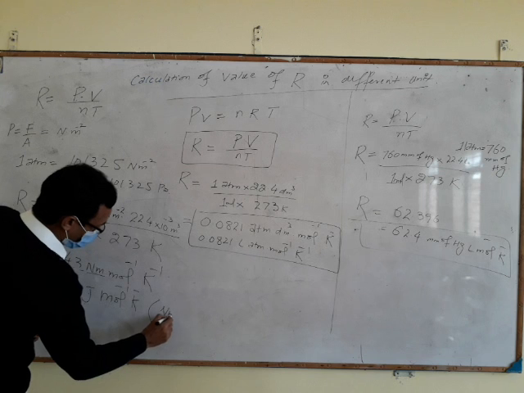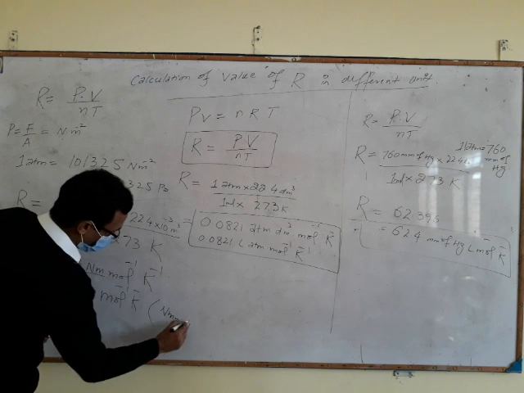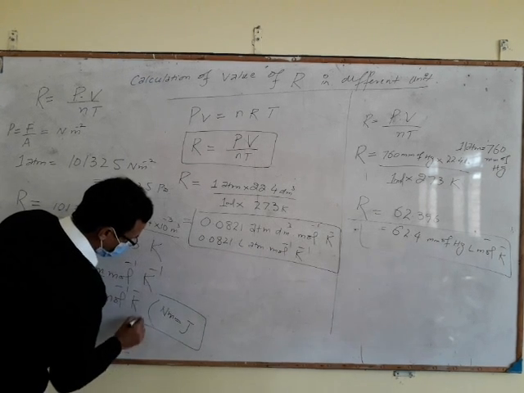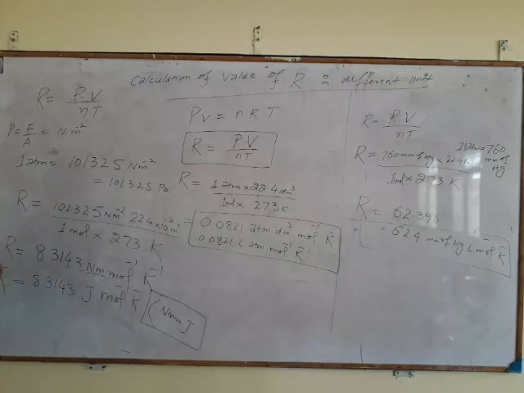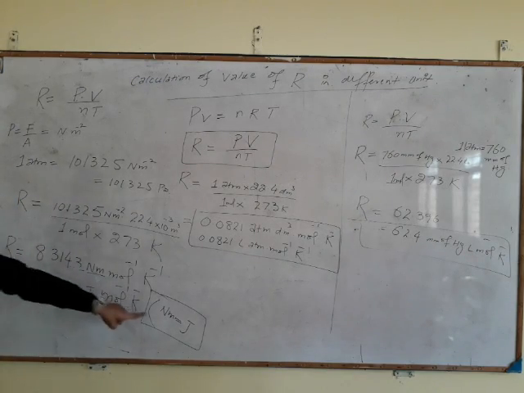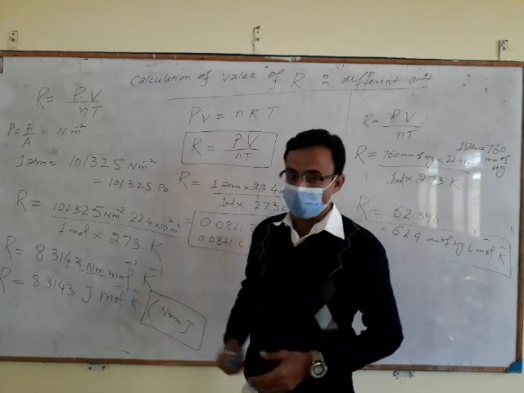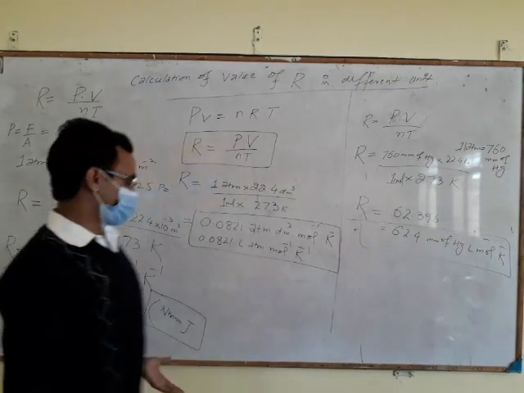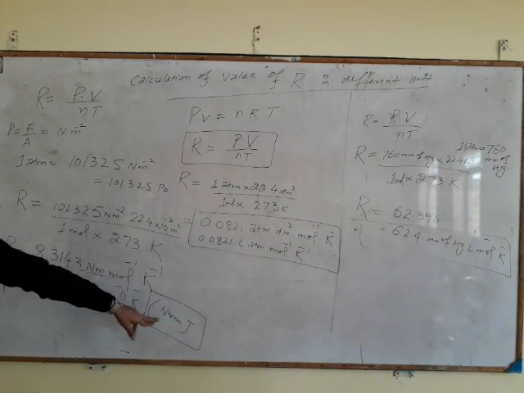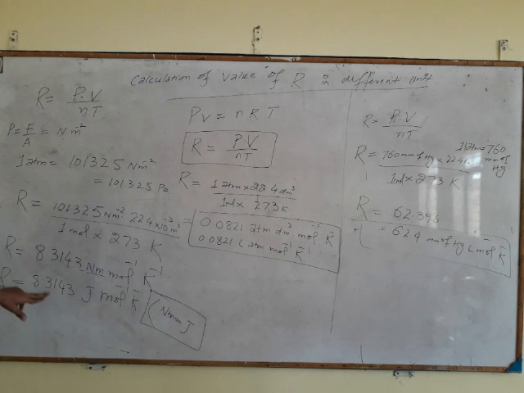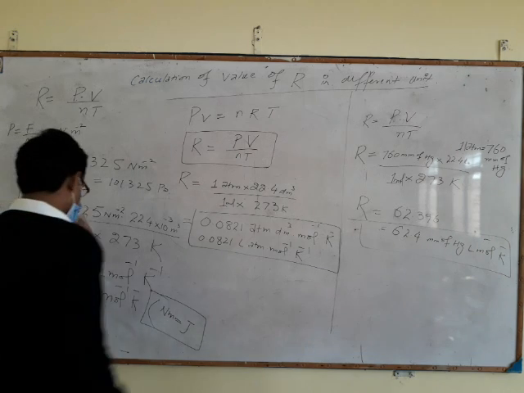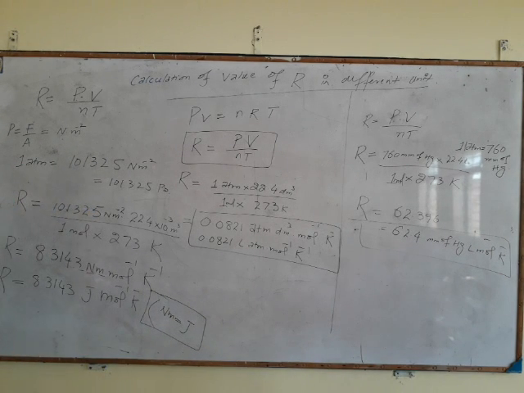Newton into meter is equal to joule. If you apply 1 Newton force on a substance and it covers a distance of 1 meter, it means work or energy is equal to joule. So we put joule here instead of Newton into meter. Now similarly, you can calculate the value of R in other units.